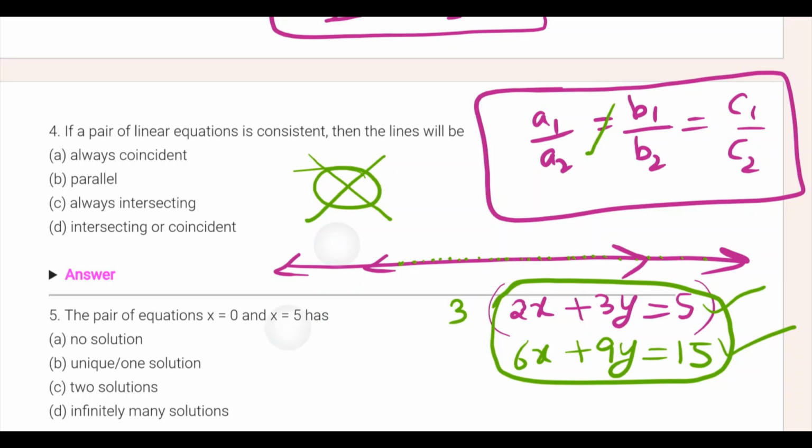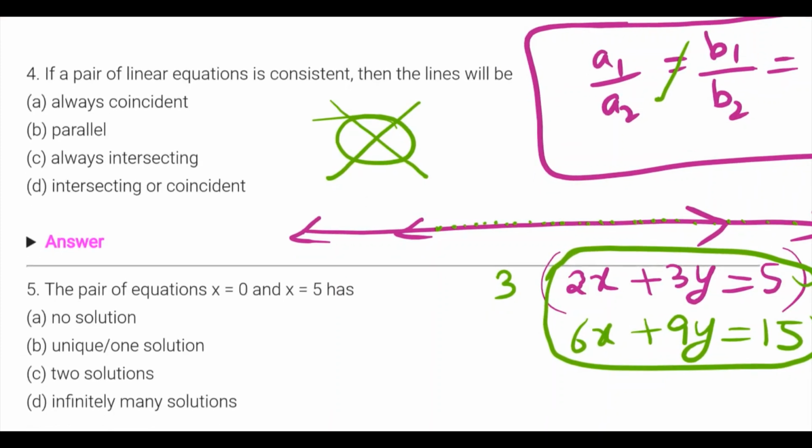So we'll go to the fourth question. If a pair of linear equations is consistent, then the lines will be: always coincident, parallel, or always intersecting. Since it is consistent, a solution exists, and the solution exists in two cases, intersecting or coincident.